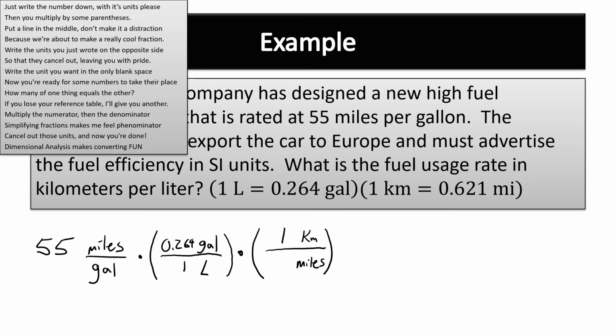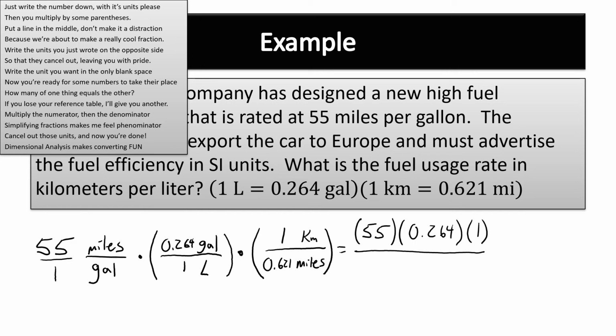1 kilometer is 0.621 miles. If you want, before you do your math, you could cancel out the units first. That's the most exciting part, though. I'm going to do that last. So I'm going to do the whole thing. I'll write it out if you want. So it's 55 times 0.264 times 1. That's all in the numerator.